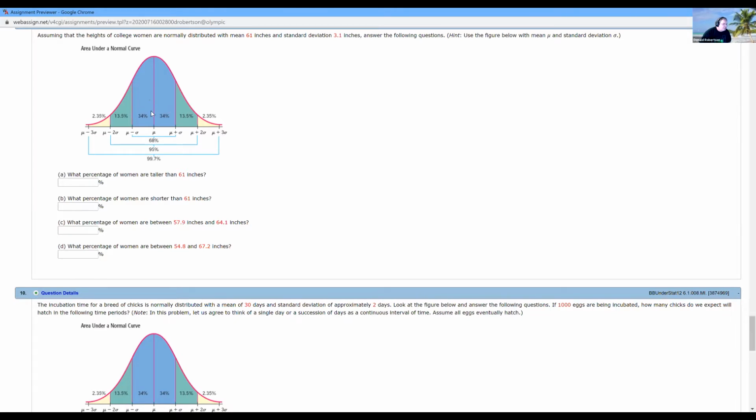Do you see how it's been split as 34? Do you know from here to here, isn't that 95%? And what they're telling you is that little green piece is 13.5, the blue piece is 34, this blue piece is 34, and that little guy is 13.5. And if you add all of that up, you get 95%.